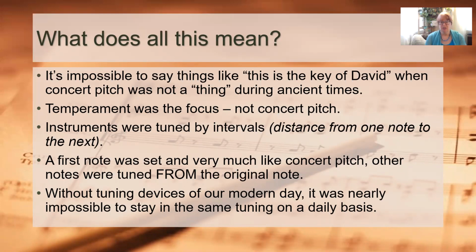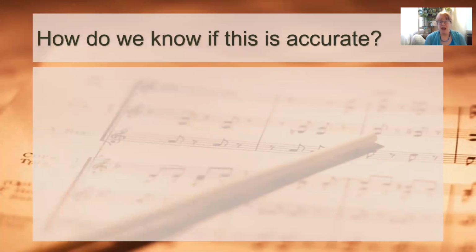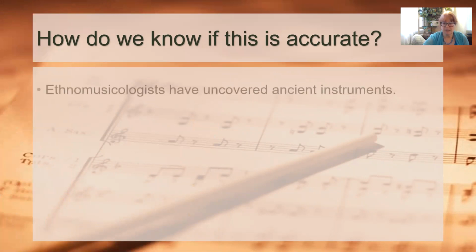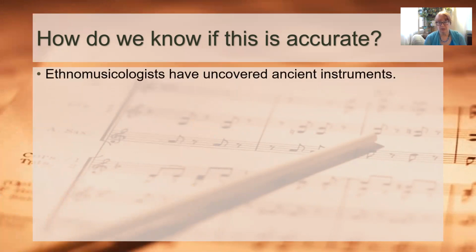Because we all know that when you're involving strings and natural materials, humidity and temperature are going to affect tuning. I think I said that in the last video. How do we know this information is accurate? I'm not just pulling this stuff out of the air. Some of the things I'm going through here: ethnomusicologists have uncovered ancient instruments.